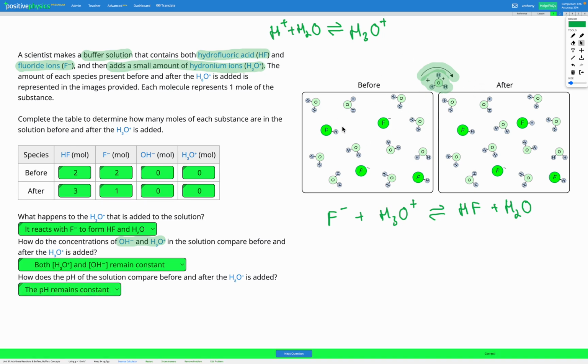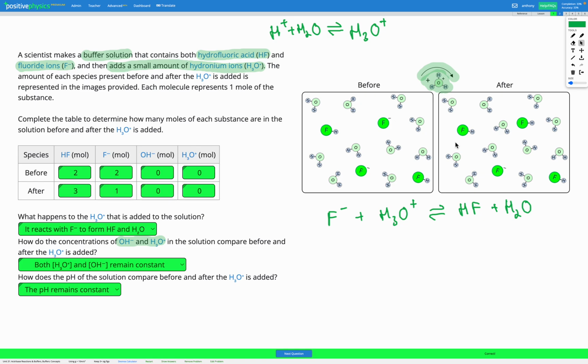So in this example, we again had an acid and its conjugate base, and we added a little bit of acid, H3O plus ions. That reacted with the conjugate base to reform the acid. So again, this is the idea of a buffer solution. We have an acid and its conjugate base, and no matter whether we add base or acid, OH minus ions or H3O plus ions, they're going to react with either the acid or the conjugate base to form the other one and water, and they're not actually going to change the pH of the solution.